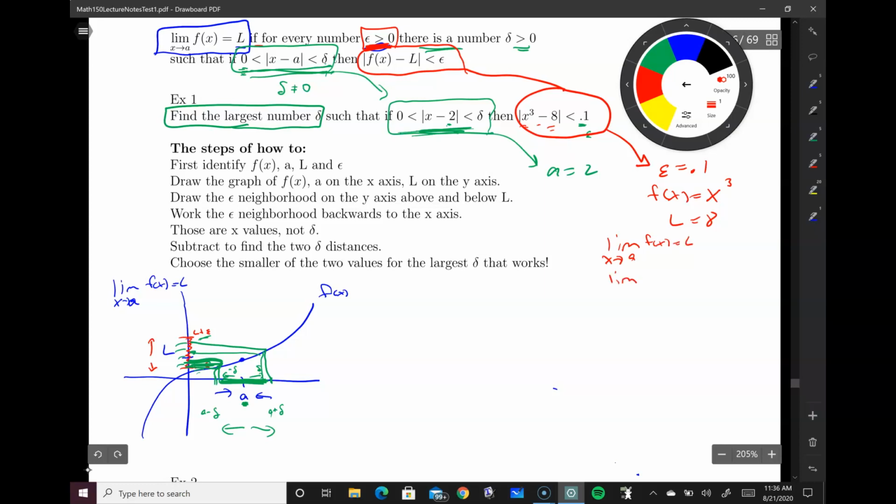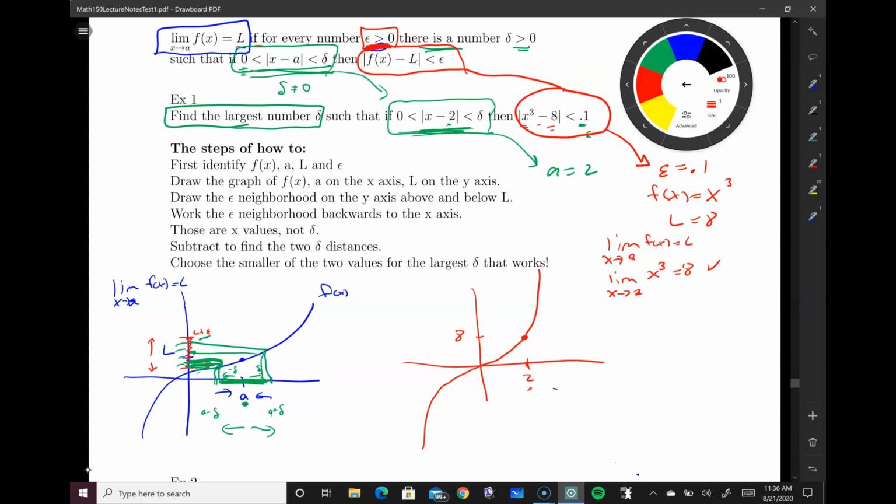So let's just fill it in. Limit as x goes to 2 of x cubed equals 8. Yes, that's true. It should make sense. It should work, right? Okay, so let's draw a picture of what I've got. So here would be the number 2. A is 2 on the x-axis. So the function is f of x equals x cubed. And the L, right, if I take 2 cubed, that gives me 8 on this axis. Okay, so that's the picture.